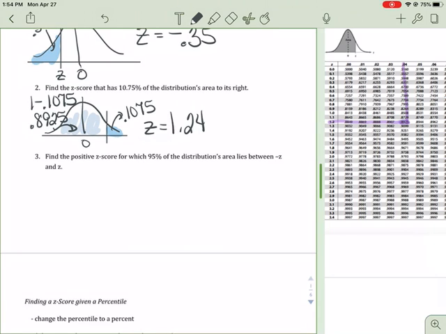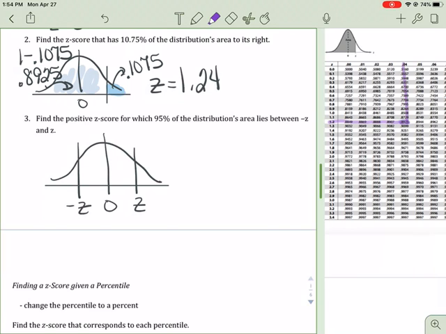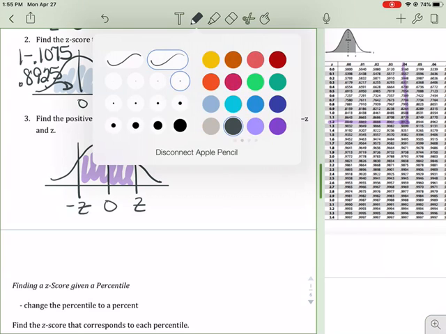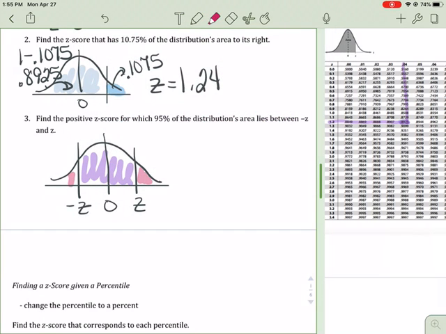Okay, so let's try another one. All right, so we want a positive z-score for which 95% of the distribution lies between two of them, negative z and positive z. So let's draw our picture. Here we are. So 95% of our probability or data, whatever way you want to think of it, is between these two values. Now, if you remember when we did this last time and we wanted to be between, we subtracted the two values that we got off our chart. So what we're going to need to do here is look at the extreme areas, these two sections right here.